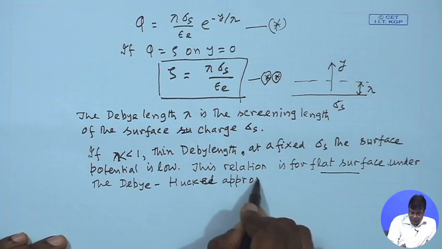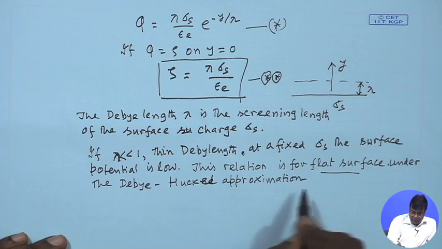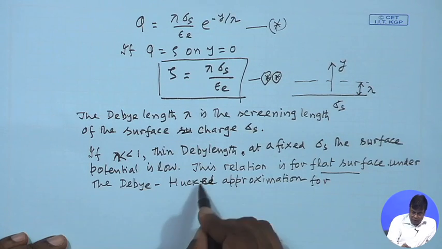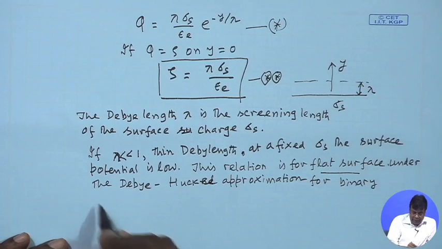Approximation under the Debye-Huckel approximation for a binary symmetric electrolyte.